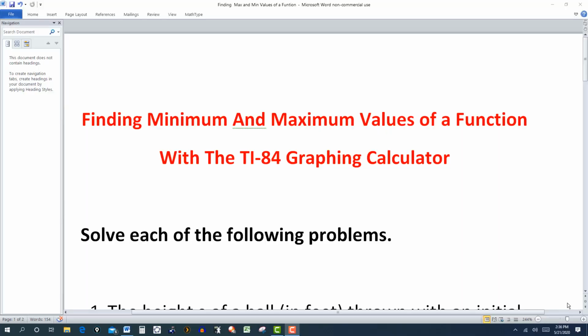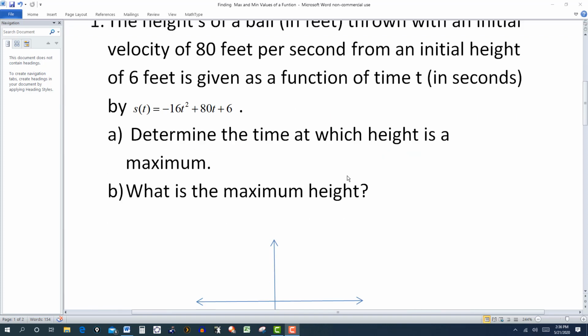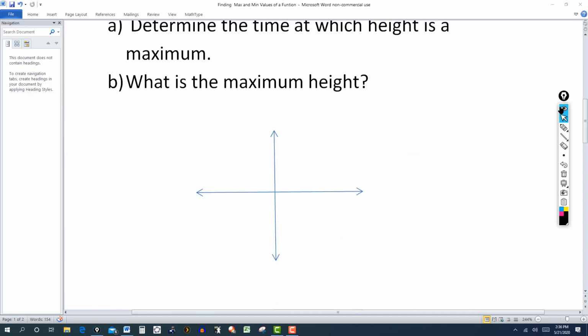In this video, we're going to look at how to find the maximum value or the minimum value of a function using the TI-84 graphing calculator. Before I look at the first problem, let me just remind you that if you have a model, let's say you have a profit function that looks something like this.